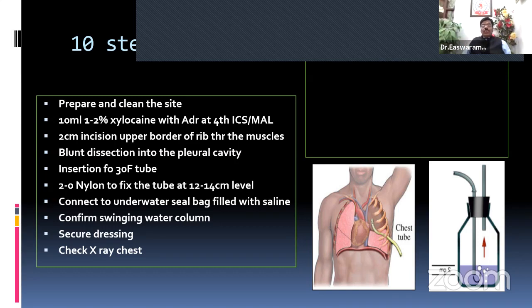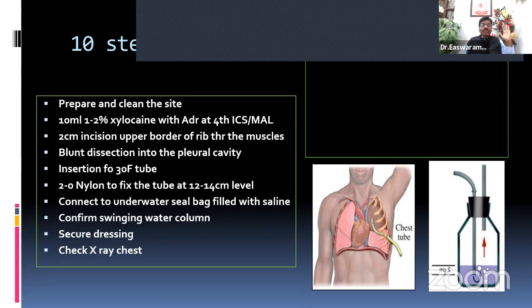The second important thing you need to know is whether you go through the upper border or lower border of the rib. You should all know by this time where the intercostal blood vessels and nerves are running. If you know exactly, then you know where you should not go, because you should go only on the upper border of the rib, not through the lower border of the rib, because the lower border of the rib is very close to the blood vessels and you might injure them and cause iatrogenic hemothorax. So this is the second important thing you should realize.